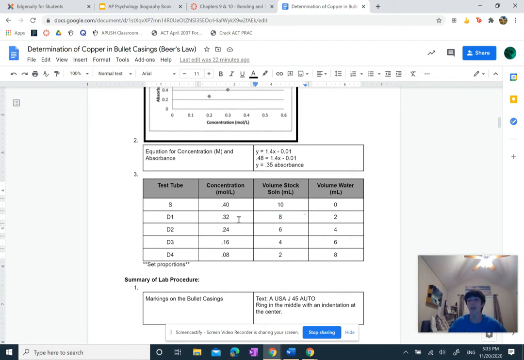So as we create these dilutions, the dilutions have to be diluted by distilled water. And so the nitric acid would be our stock solution for this lab. And so we have 10, 8, 6, 4, and 2 stock solution as you go down from your standard to your dilutions 1 through 4. And then 0, 2, 4, 6, and 8 volumes of distilled water used as well.